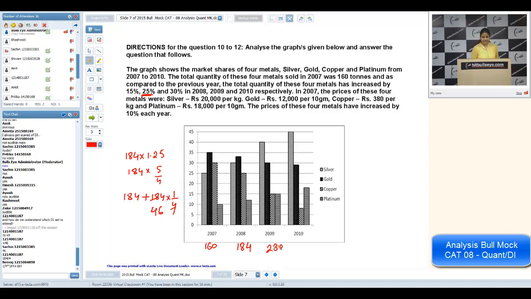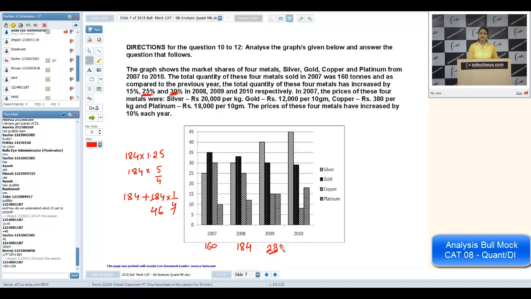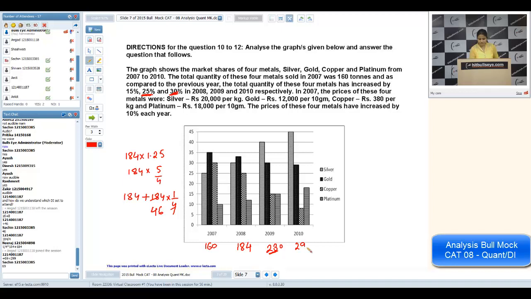46 I'm adding. First of all, I have added 6 to 184. It comes out to be 190. Then 190 plus 40, it will be 230. Now the next increment, that will be 30%. Yes, that will be 30%. So if we calculate 30% of 230, it will be 69. So it comes out to be 299 tons. All the quantities are given in tons.